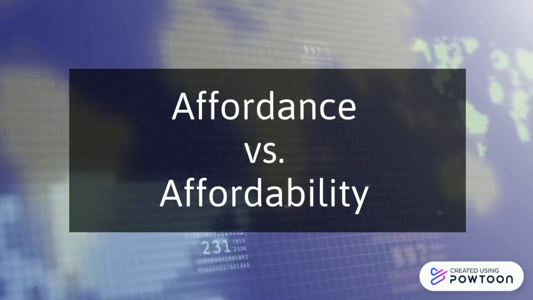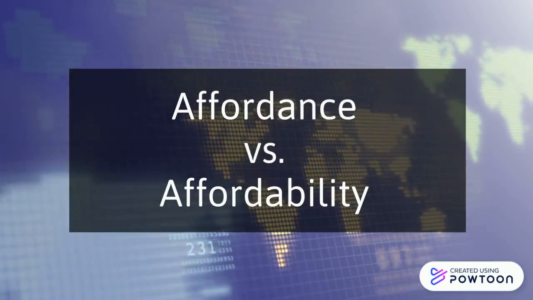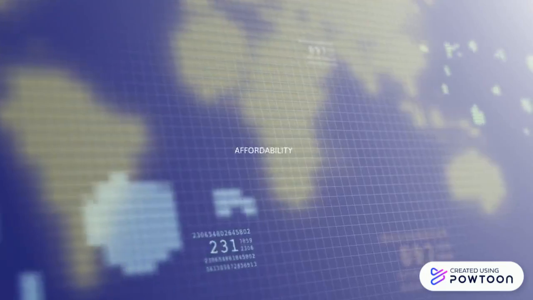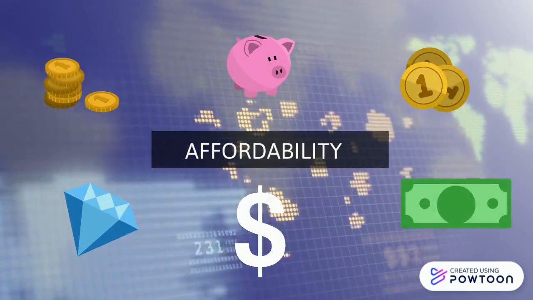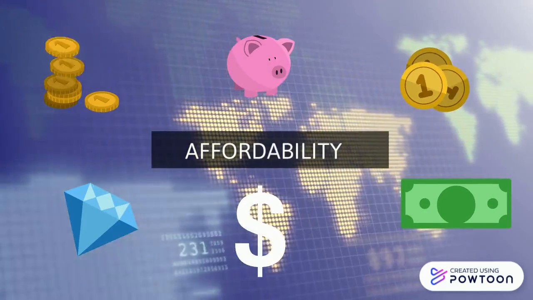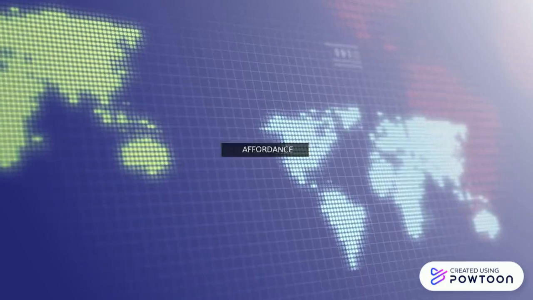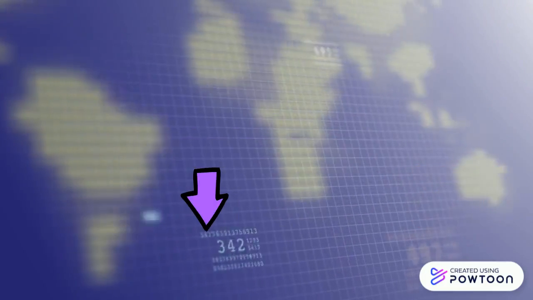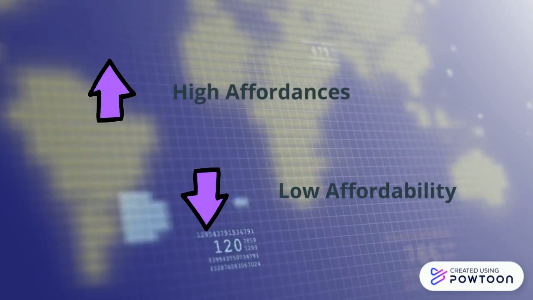When talking about global mobile trends, affordances and affordability must be mentioned. Affordability is the ability of an item to be purchased, basically how inexpensive it is. Whereas affordances are the different functions a mobile device has. These terms have an inverse relationship where high affordances are linked with low affordability.